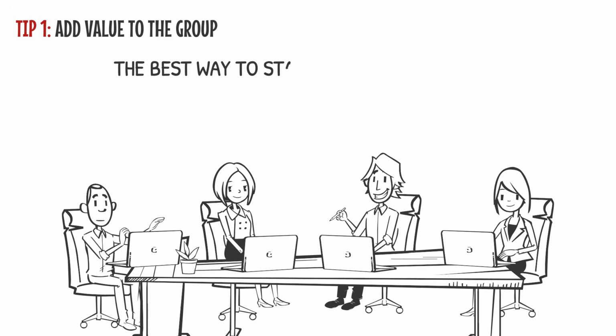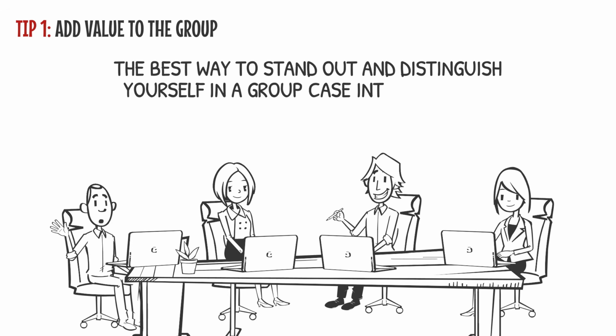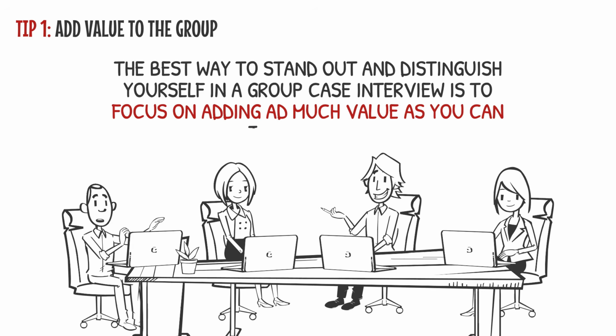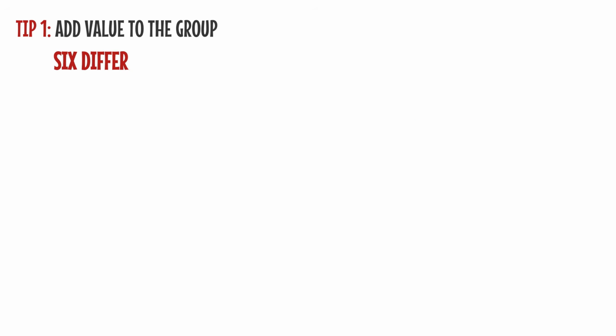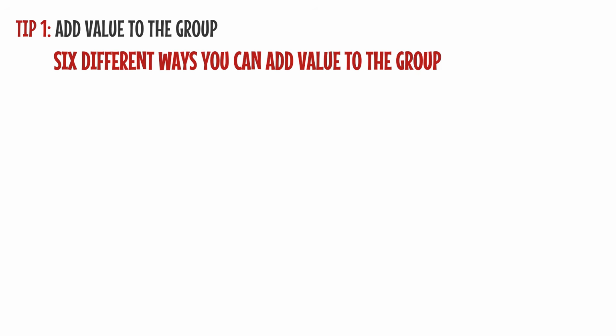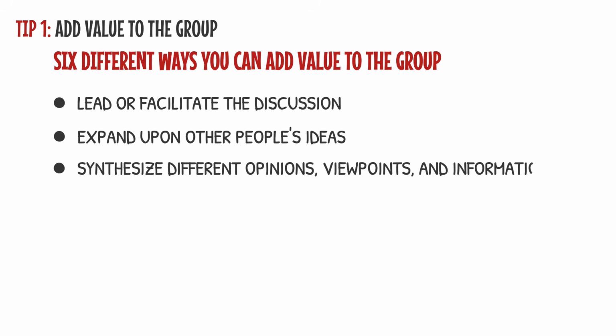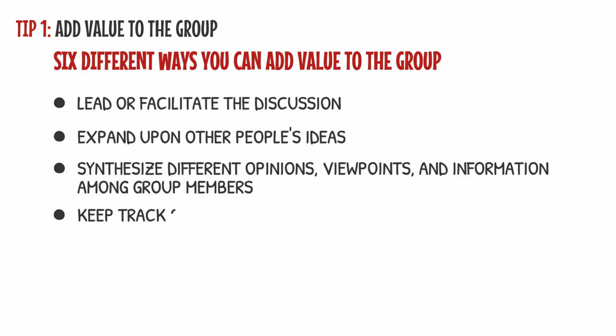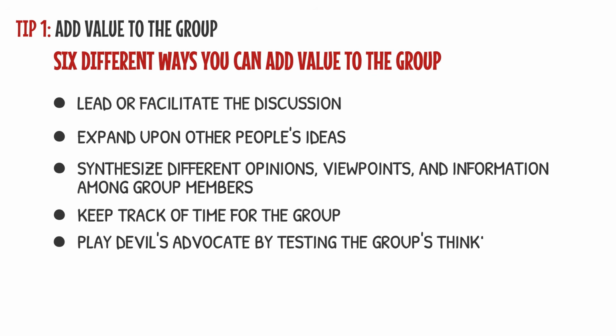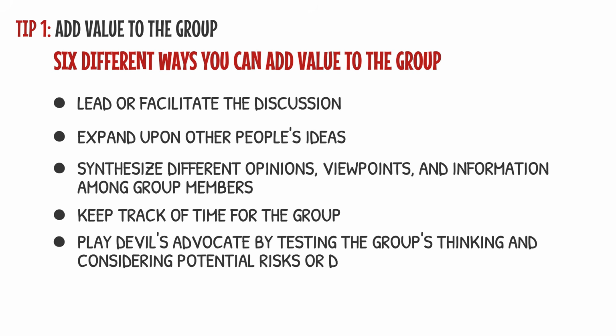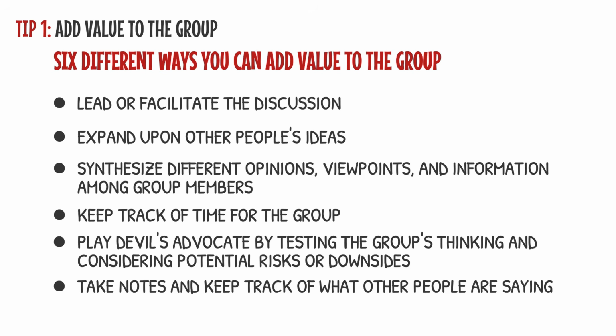The best way to stand out and distinguish yourself in a group case interview is to focus on adding as much value as you can to the group. There are 6 different ways you can add value to the group. You can lead or facilitate the discussion, expand upon other people's ideas, synthesize different opinions, viewpoints, and information among group members, keep track of time for the group, play devil's advocate by testing the group's thinking and considering potential risks or downsides, and finally, take notes and keep track of what other people are saying.